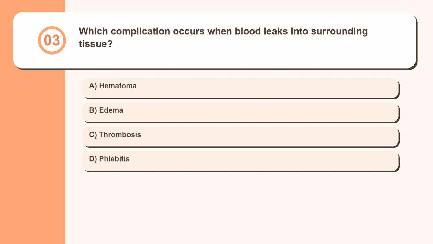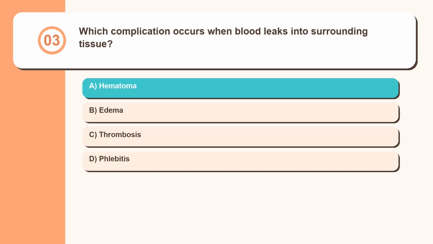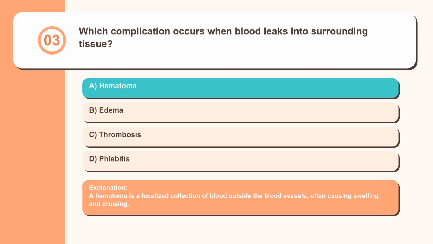Question 3. Which complication occurs when blood leaks into surrounding tissue? Hematoma, edema, thrombosis, phlebitis. A hematoma is a localized collection of blood outside the blood vessels, often causing swelling and bruising.